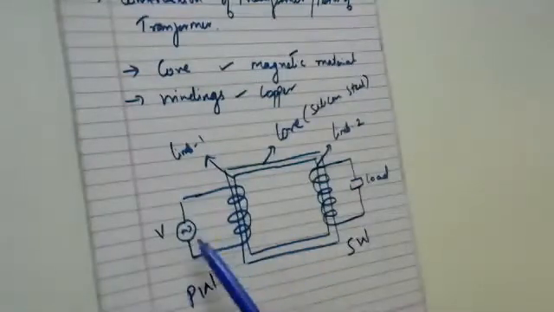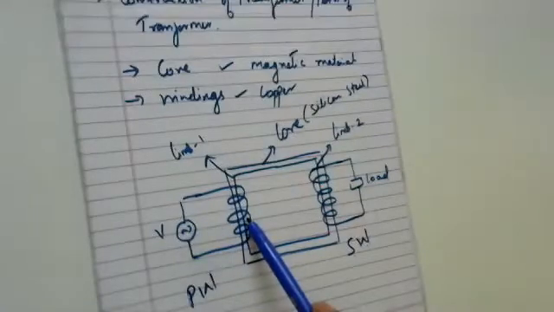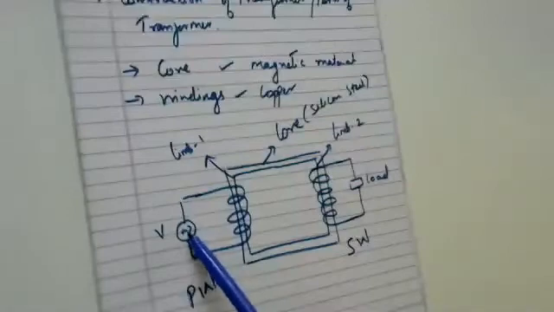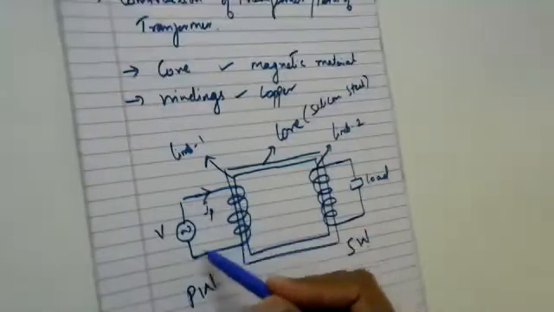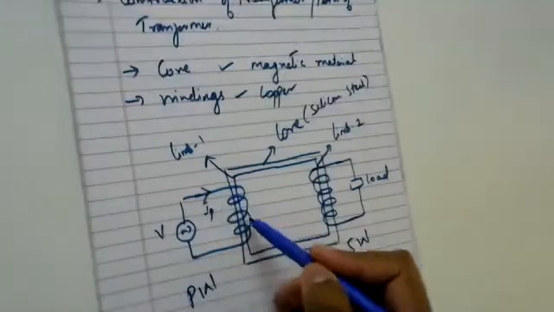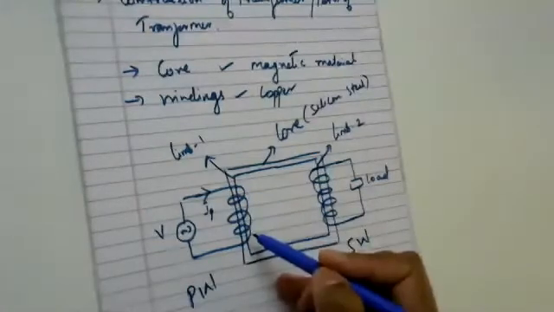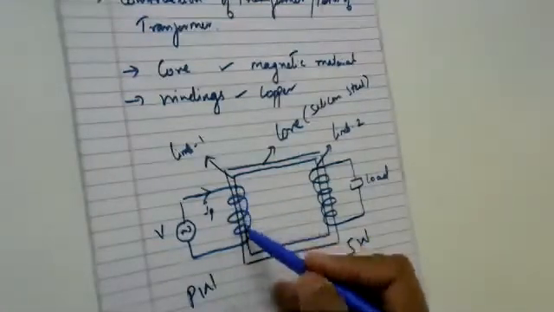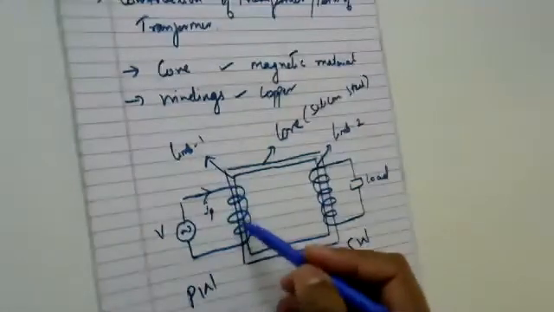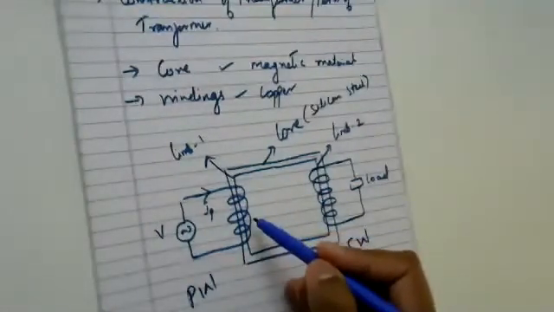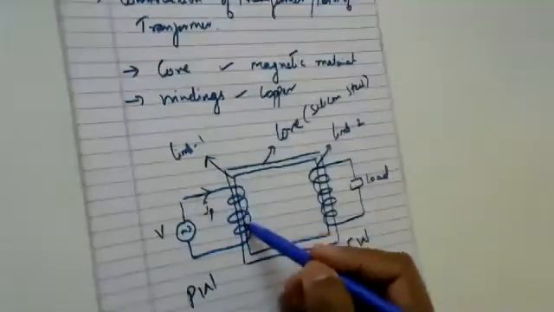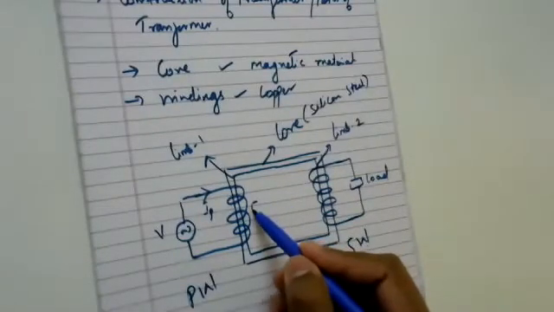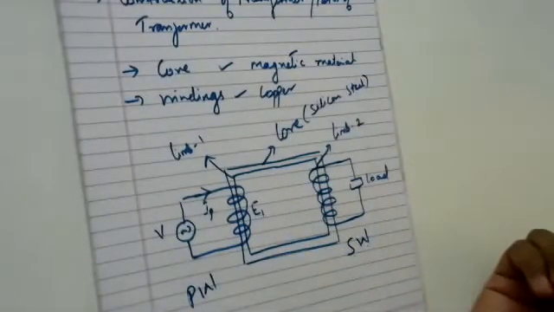Now, when I apply the primary voltage, or the source voltage, on the primary winding, what happens? A primary current is going to flow through this winding. When this current flows through the winding, it produces a flux. This flux first links with its own coil and hence produces an EMF called self-induced EMF.